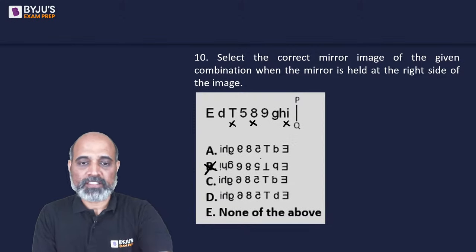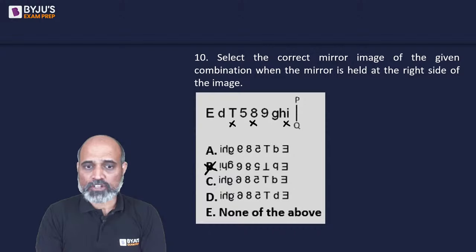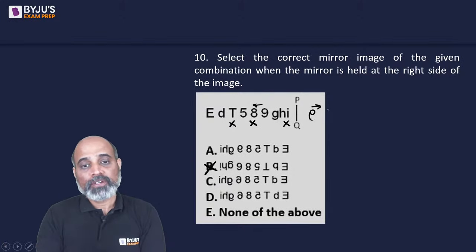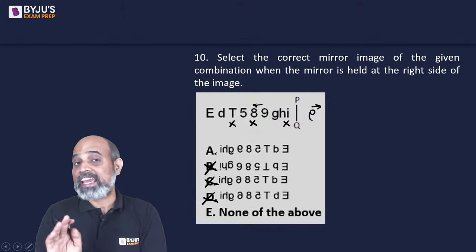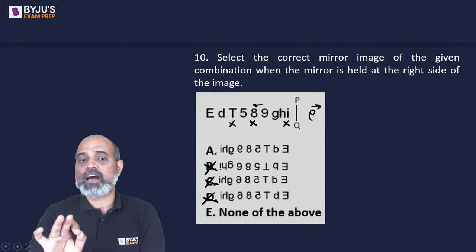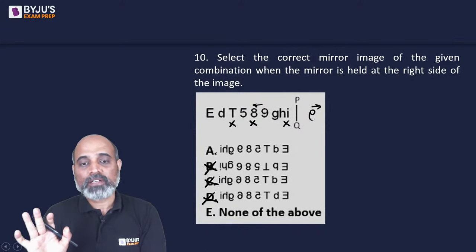Okay, after this, G is also the same in all the 3 options. 9 is different. So if the circle of 9 is pointing away from PQ, its mirror image should have a 9 which is pointing away from PQ, right? So 9 is pointing away from PQ only in A so far. So A मार्क करके आप सीधे आगे बढ़ सकते हो. ठीक है?